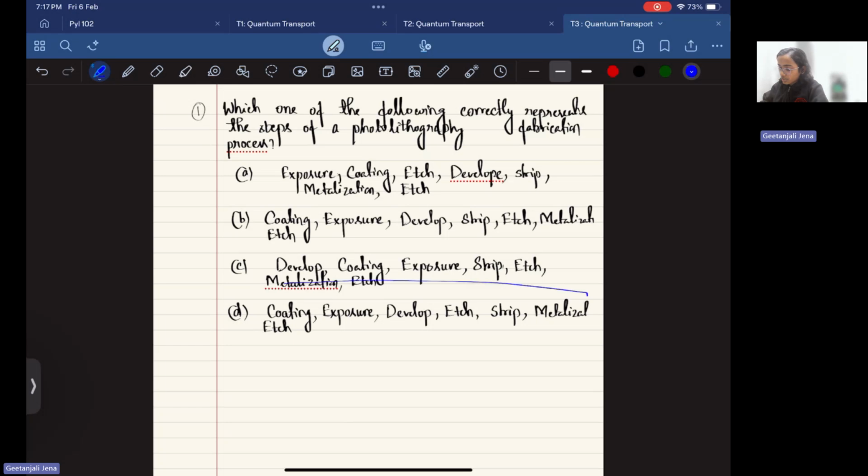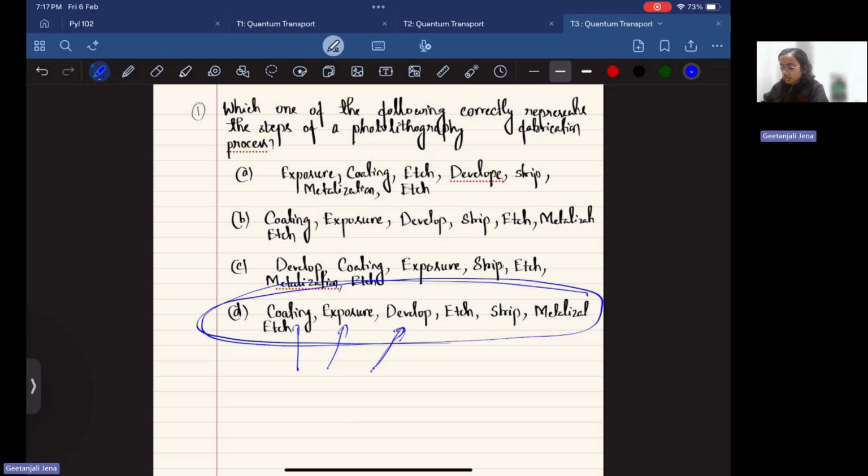So if you see, option D is quite close to the process of photolithography. First, we coat the substrate with the photoresist. Then we expose it to the optical radiation. Depending on the kind of photoresist, different types of pattern will be developed. Like for positive photoresist, the exposed area will be removed, and for negative one, the unexposed area will be removed if you dissolve the sample in a solvent.